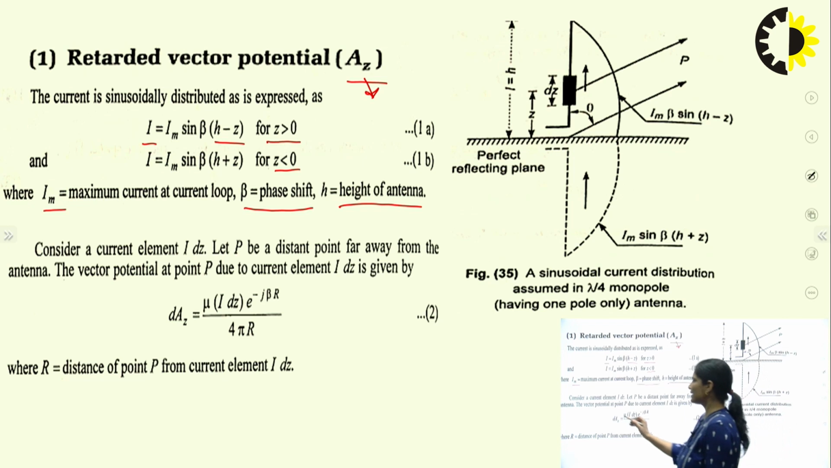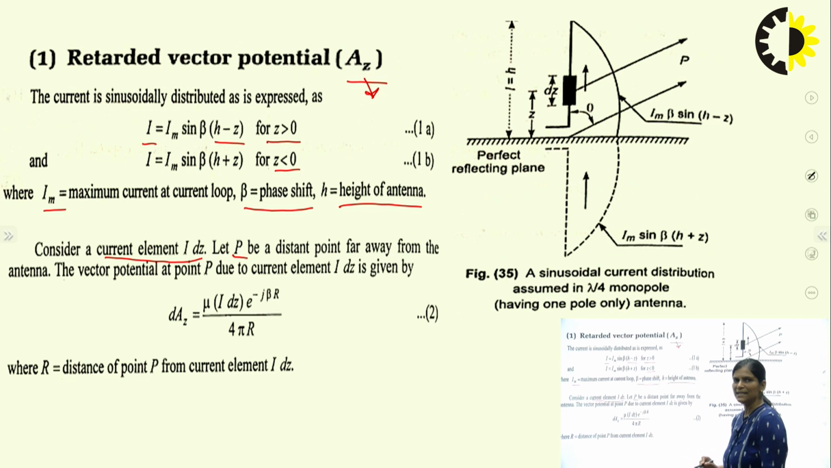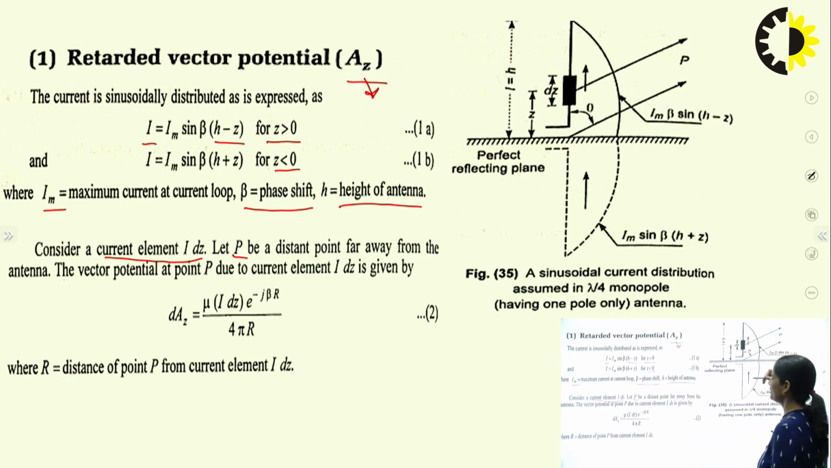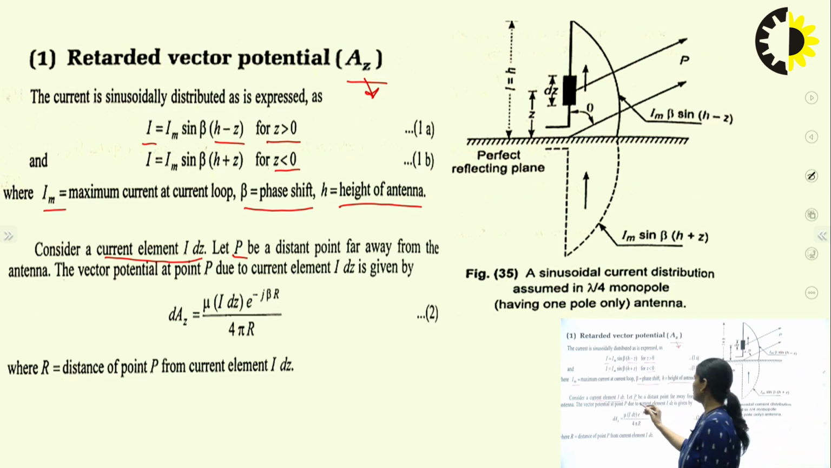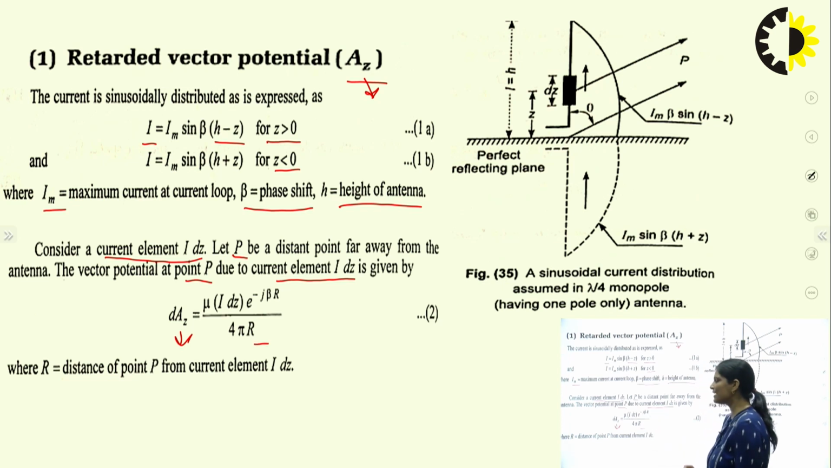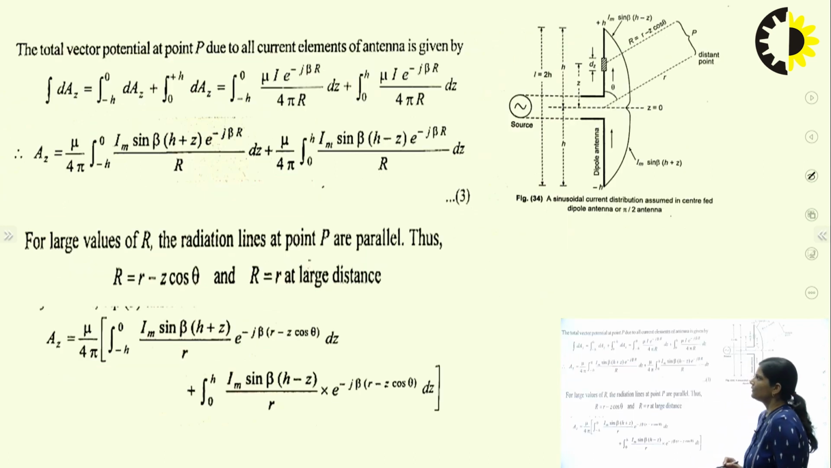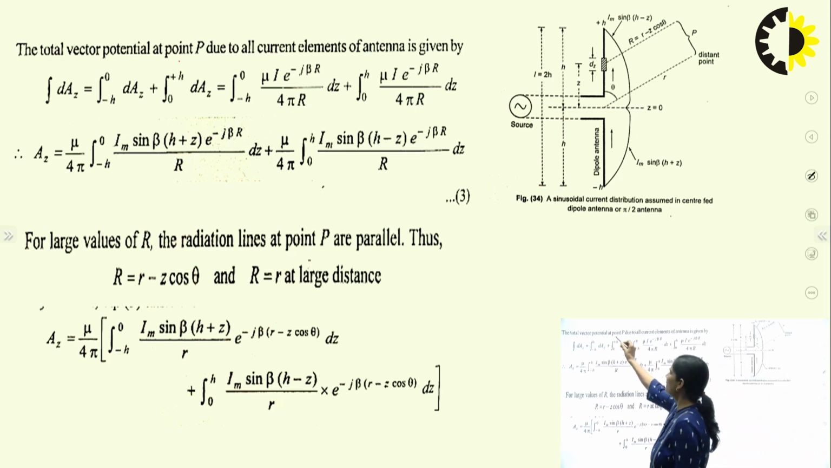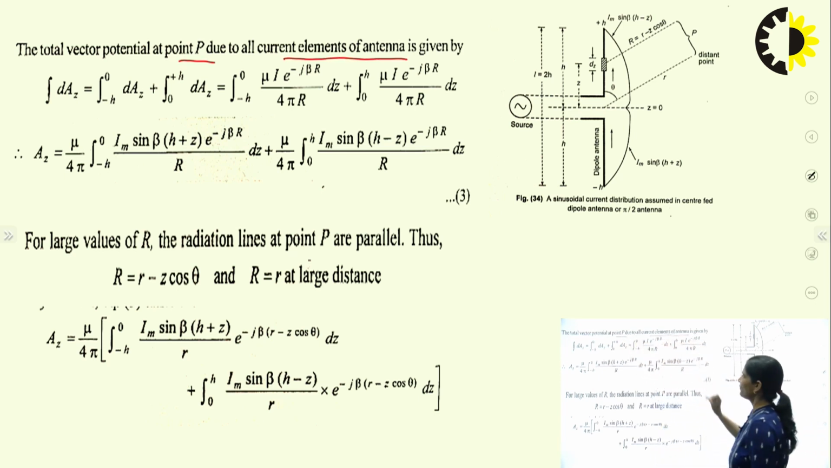Now, let us consider a current element I dz. P is a distant point far away from the antenna. So, you are considering here the point P, right? Here the vector potential at point P due to the current element I dz, you have to write as dAz, which is equal to mu times I dz e to the power minus j beta r upon 4 pi r, and r is the distance of the point from the current element I dz. Now, the total vector potential at point P is due to all current elements of the antenna.